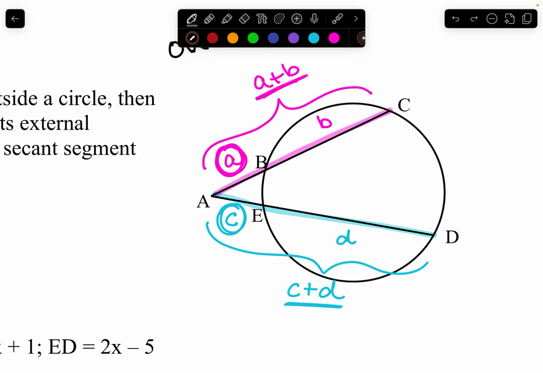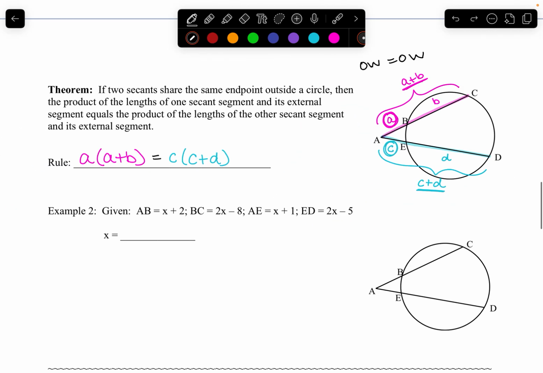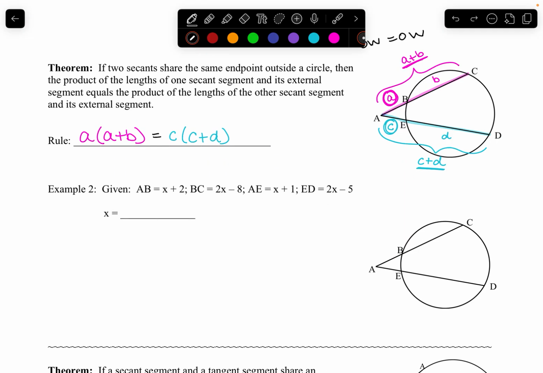You are going to aggressively circle the external segment like I did for both A and C. Circle it because you have to use it twice. And then if you want to underline or circle or do whatever to remember that you're using the full secant segment, that A plus B or that C plus D, do that, okay? Let's test it.